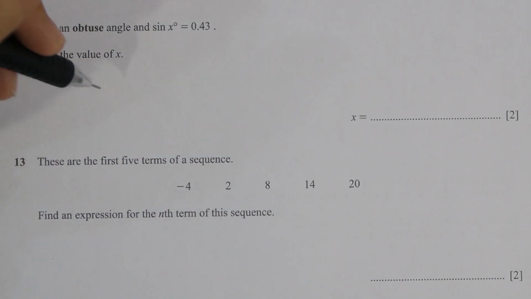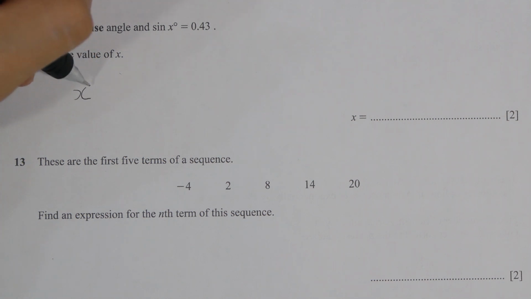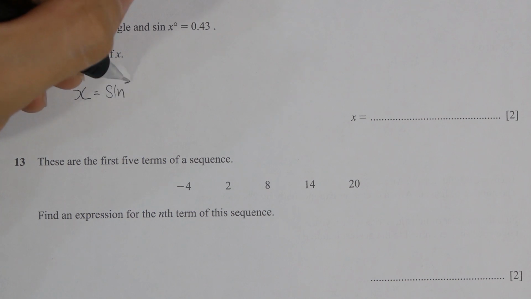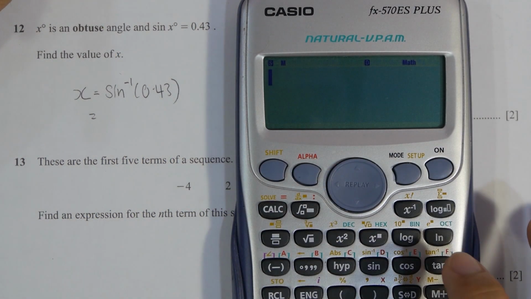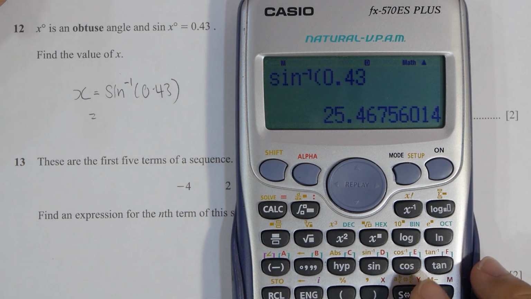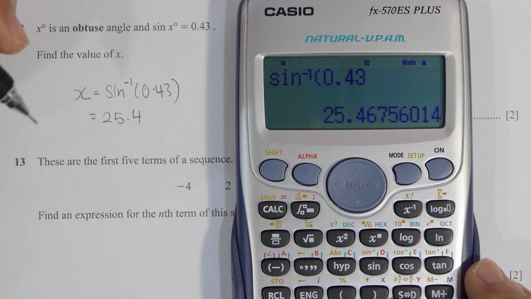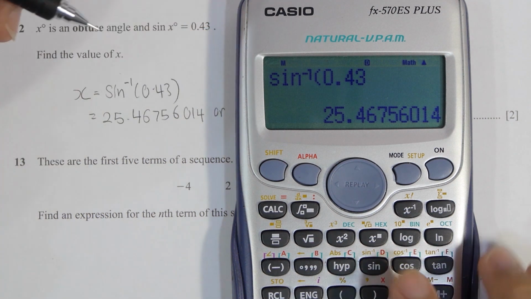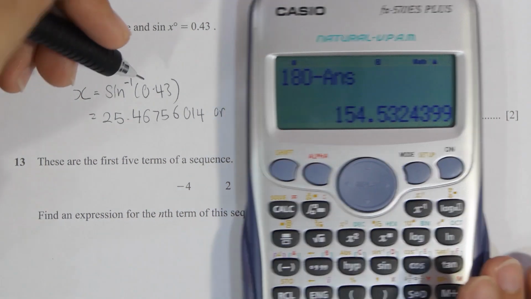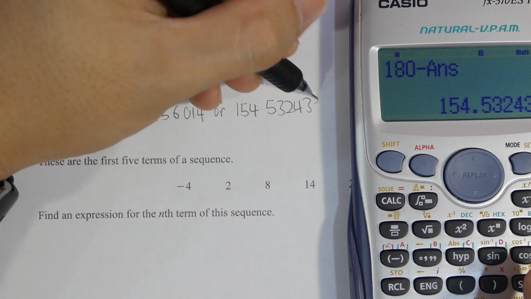Question 12. The keyword here, obtuse. An obtuse angle is more than 90 but less than 180. So for you to run the calculation, you will get 25.5 or 154.5. So the one that fulfills the requirement will be 154.5 because obtuse is more than 90. So 25.5 is not considered.